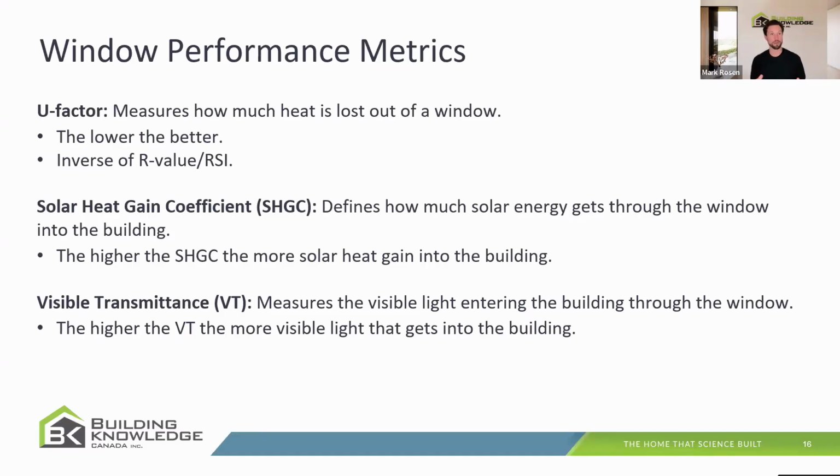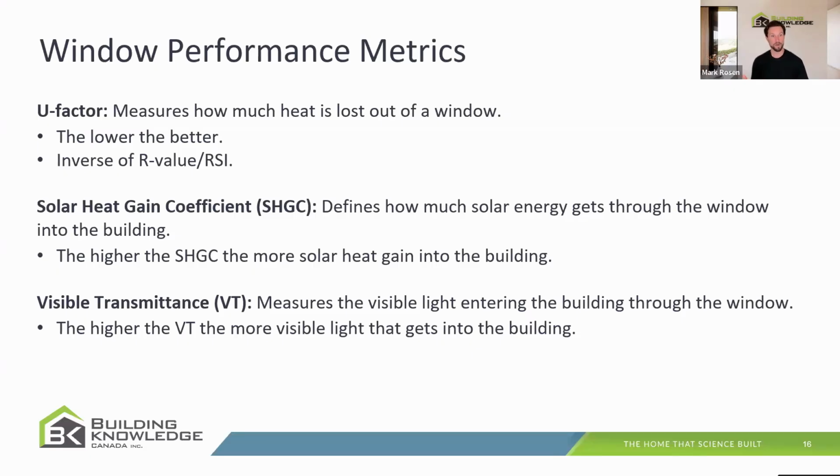But the big ones that matter for this discussion, U factor is the measure of how much heat is lost out of a window. And it's the inverse of R value. R value, I think many of us understand intuitively, is the resistance to heat flow. U value is the opposite. It is the ability to enable heat flow, if you will. And so where we want higher R values in our walls, we want lower U values in our windows. Lower the better. And to make the transition, there are formulas to convert one to the other.